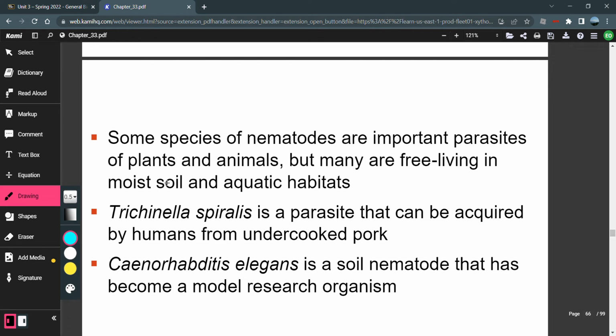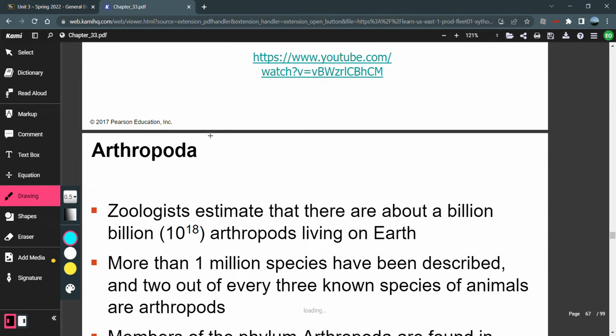So some species are important parasites. Yes, there are some parasites, but many are free living in moist soil and aquatic habitats. And some are good, like our earthworms and our lab rats to find new medicines and for the sake of science. And science is cool.